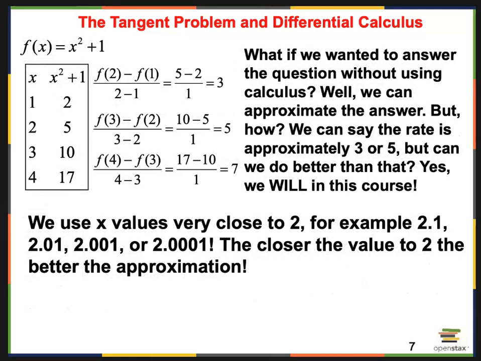What if we want to answer the question without using calculus? Well, we can approximate the answer. But how do we do that? We can say the rate is approximately 3 or 5, but can we do better than that? Yes, of course we can, and we will. We use x values very close to 2, for example, 2.1, 2.01, 2.001, or 2.0001. You can see these are all very close to 2, and it gets closer and closer to the value of 2. And the closer it is, the better the approximation.